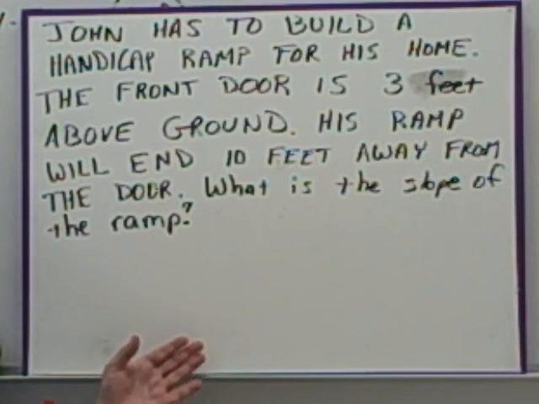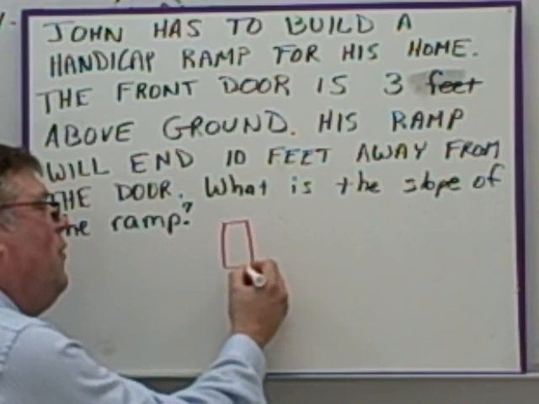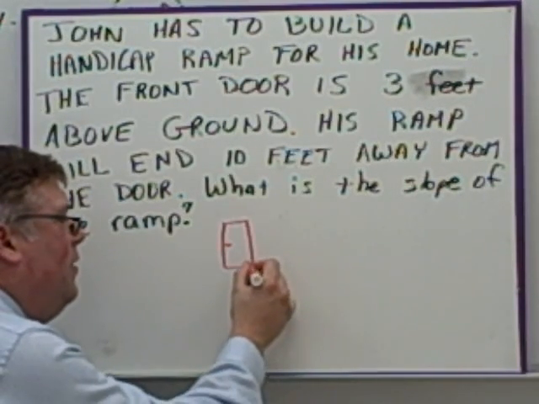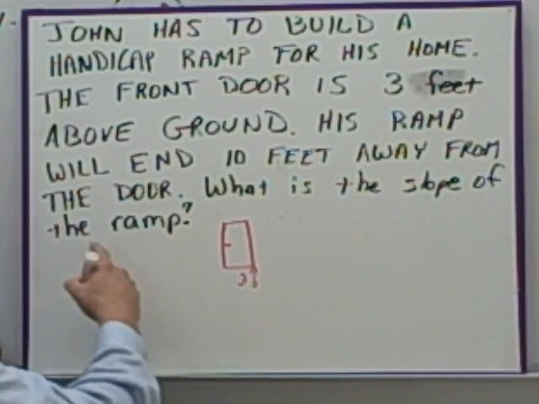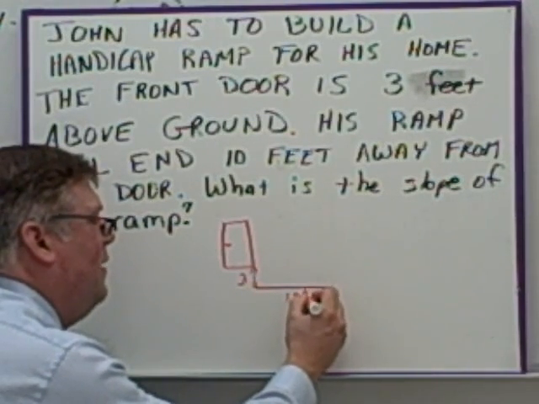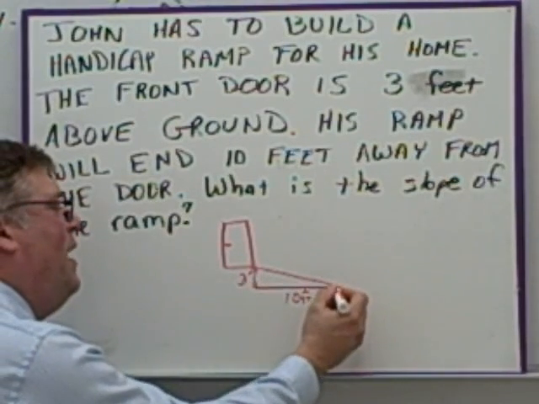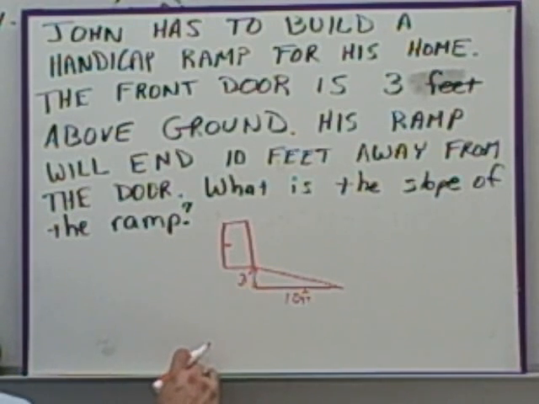I kind of like the idea of drawing a picture for this one. And you can do that. It doesn't hurt to draw pictures. So here we are, we're going to draw a little front door. And that front door is 3 feet above the ground. And the ramp goes out from there, it goes out 10 feet. So we have 3 feet, 10 feet, and we got a ramp going down like that. What is the slope of the ramp?